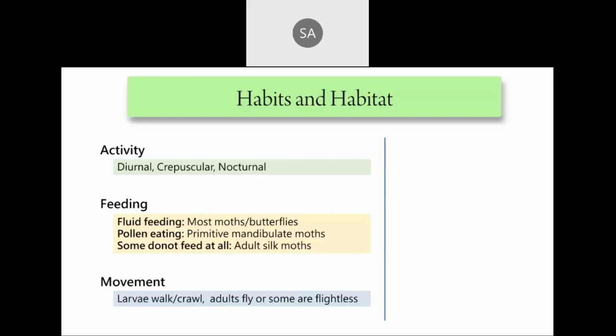Coming to movement, larvae crawl and adults fly, and some are flightless, such as the bagworm moths. The females of these moths do not fly at all. They remain in the tree bark.